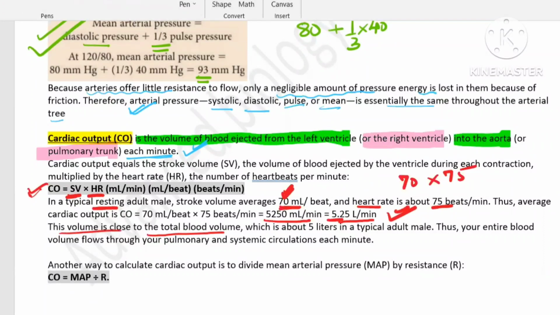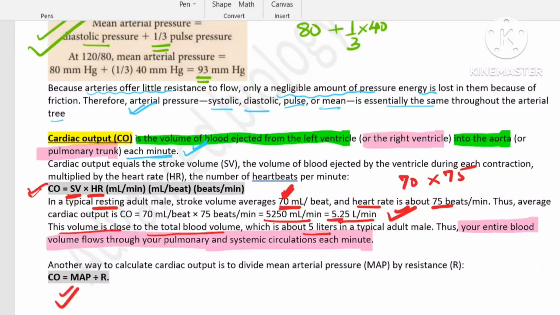This is close to the total blood volume. Total blood volume is how much? It is nearly 5 liter. Thus, we say the entire blood volume flows through the pulmonary or systemic circulation in every minute. Another way to calculate cardiac output is to divide mean arterial pressure by the resistance. So I tried to give you all the formulas related to cardiac output, by taking the stroke volume and the heartbeat, or sometimes you can take the mean arterial pressure with the resistance.